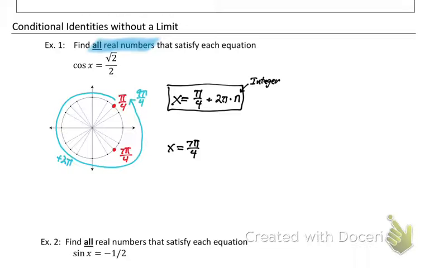But we have to do the exact same thing to the 7 pi over 4. So I need to add 2 pi n to that one as well. I will note that sometimes I'll write this as 2 n pi. It means the same thing. It's just a little different way to write it. So we basically took what we did yesterday and we added plus 2 pi n. That's all we did.